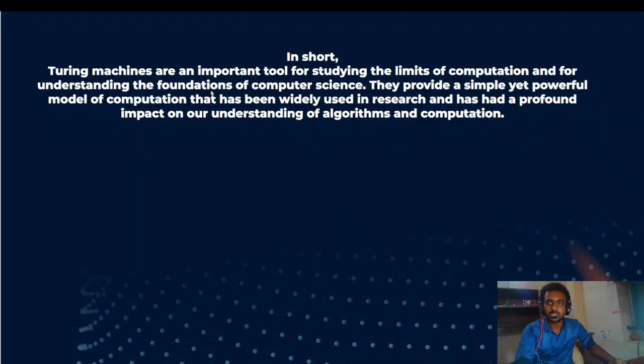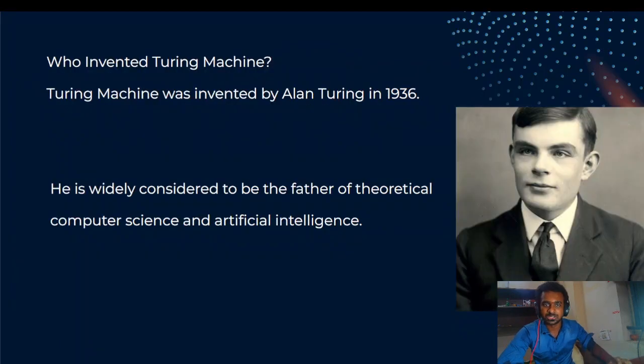So in short, Turing machines are an important tool for studying the limits of computation and for understanding the foundations of computer science. They provide a simple yet powerful model of computation that has been widely used in research and has had a profound impact on our understanding of algorithms and computation. Now that we have seen so much about Turing machine, we must be thinking that who invented this Turing machine? No prizes for guessing, as I have already mentioned that Alan Turing invented Turing machine in 1936.